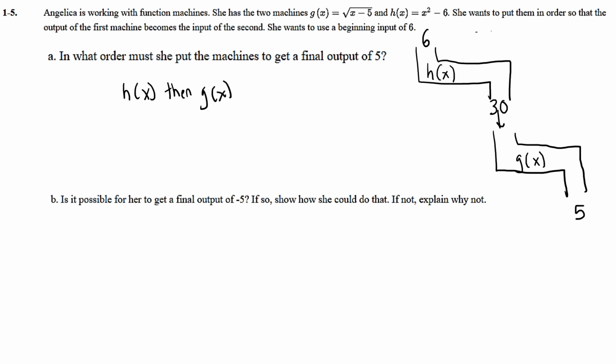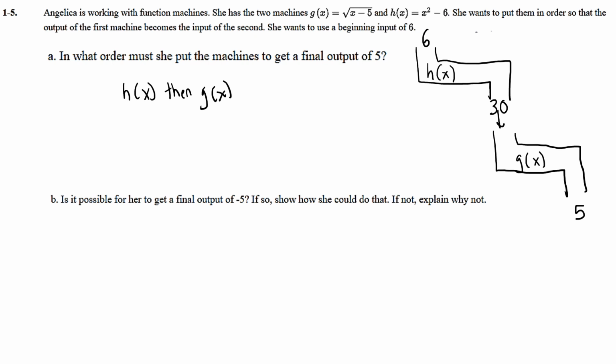Now it says, is it possible for her to get a final output of -5? If so, show how she could do that and not explain why not. Well, there's only two machines, two functions, so I can only reverse the order. So let's see if I reverse it, if that works.